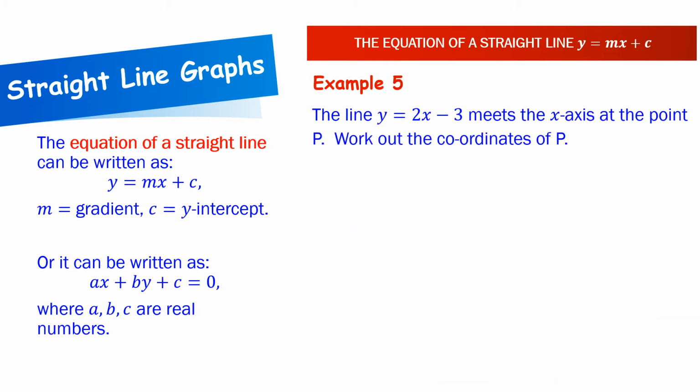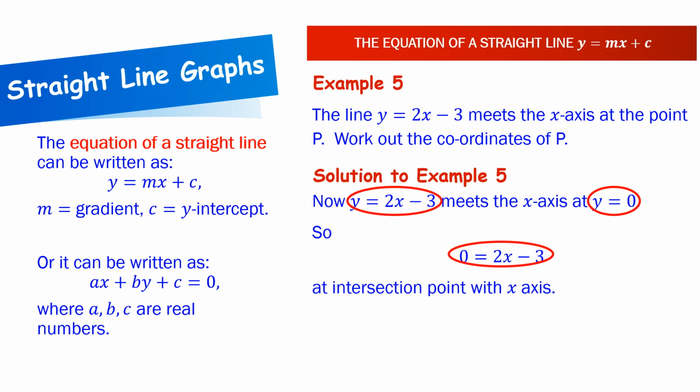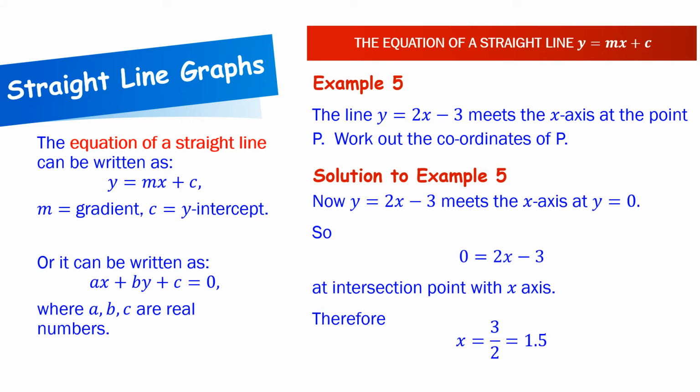Let's now have a look at an example where we find intersection points. We will proceed to solve example 5. Now y equals 2x minus 3 meets the x-axis at y equals 0. So putting y equal to 0 in the equation gives 0 equals 2x minus 3 at the intersection point with the x-axis. Therefore, rearranging gives that x is equal to 3/2, which equals 1.5.